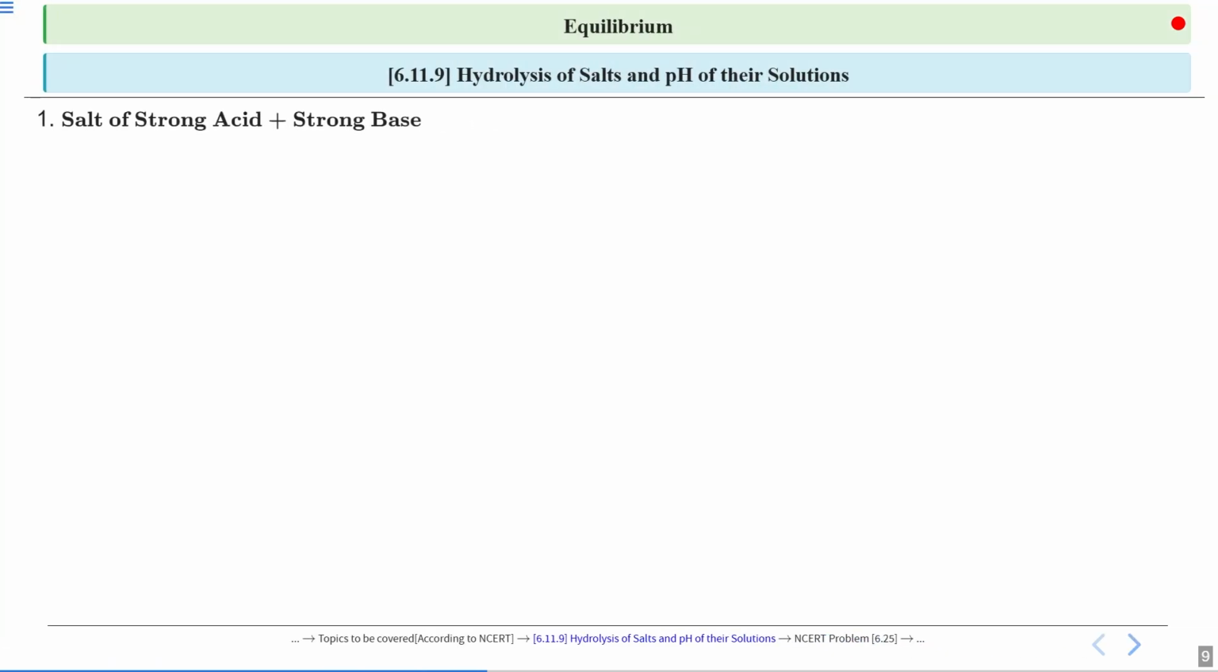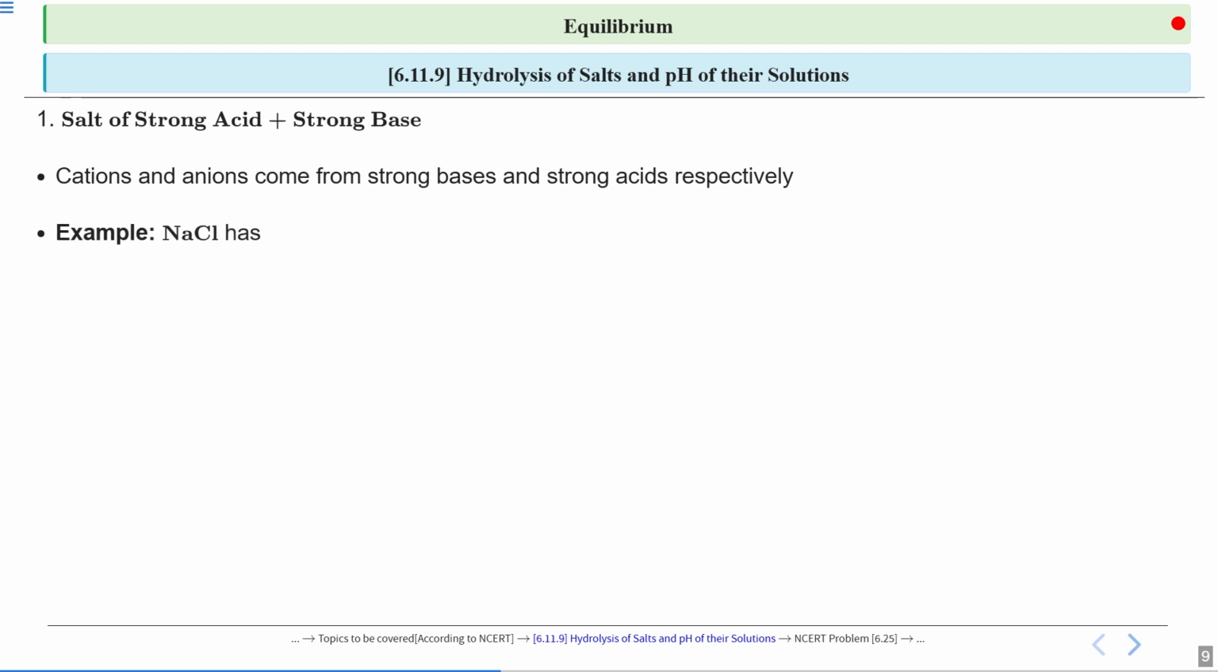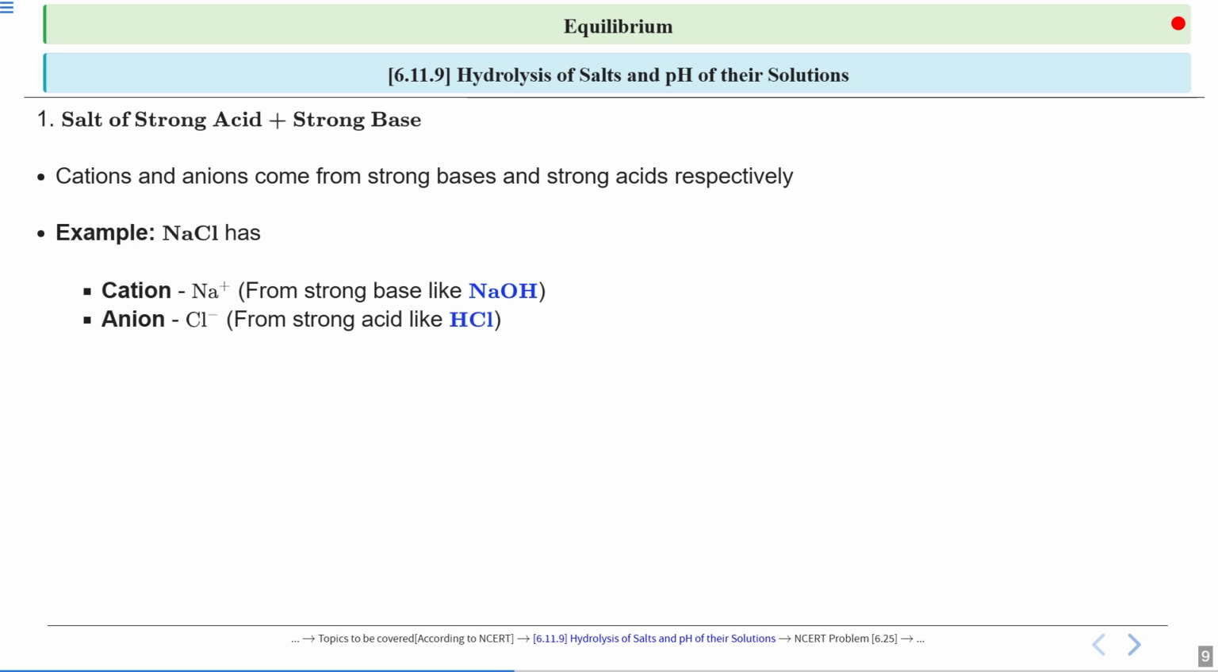So here we are with the first case, strong acid and strong base. Now if I consider this strong acid and strong base, then one thing is for sure. What is it? That both the cations and anions will come from a strong base and strong acid respectively, right? And if they are coming from strong bases and strong acids, what can you think of? So we can decide this with the help of an example. Suppose we have NaCl. Then this NaCl has 2 parts, the cation, which is Na plus, coming from a strong base like sodium hydroxide, and Cl minus, which is again coming from a strong acid like HCl.